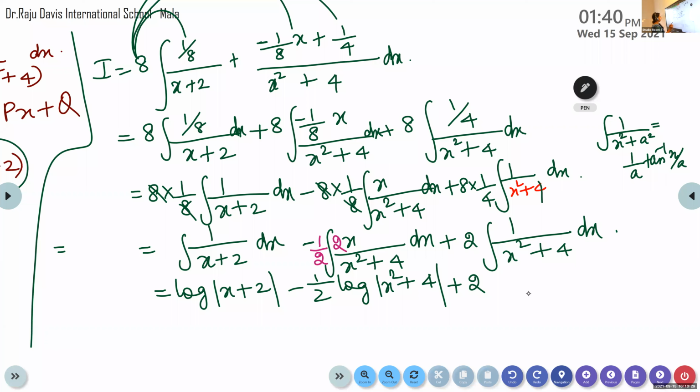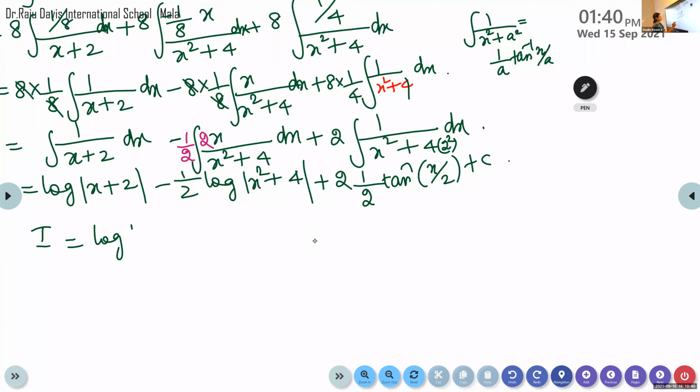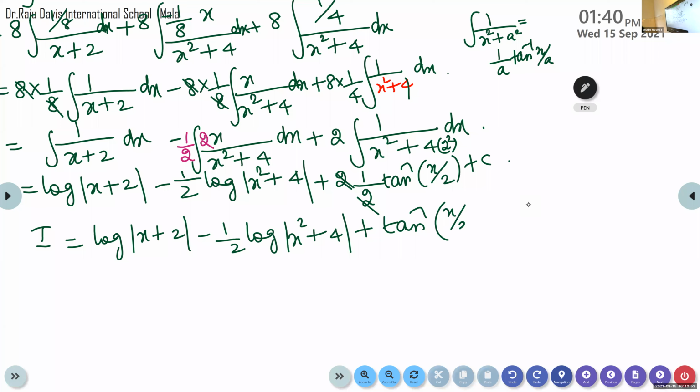Achyut, is it clear? So, Achyut, yes, ma'am. It is half log of x plus 2 minus half log of x square plus 4. This one will get cancelled. Plus tan inverse of x by 2 plus c. Is it okay? Is it clear, children? So we are given a big function, we integrate it, and we do it by using partial fractions.